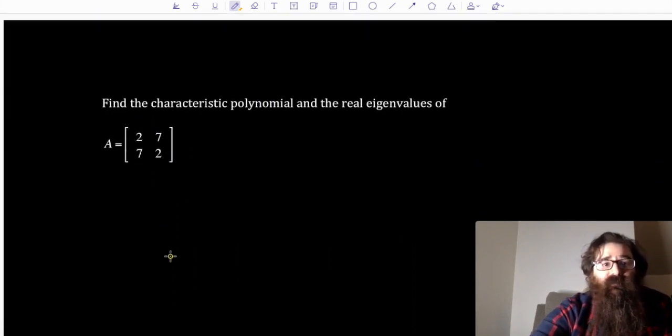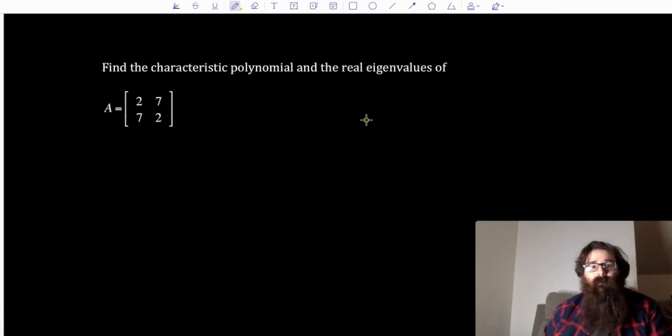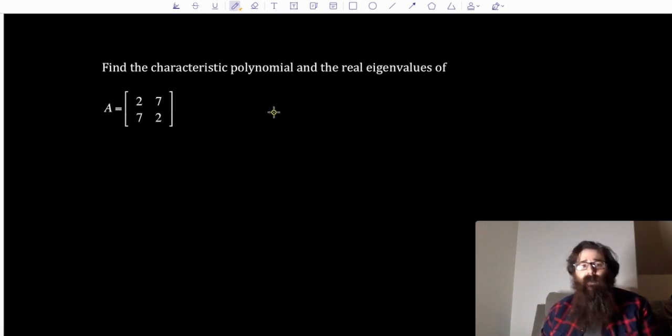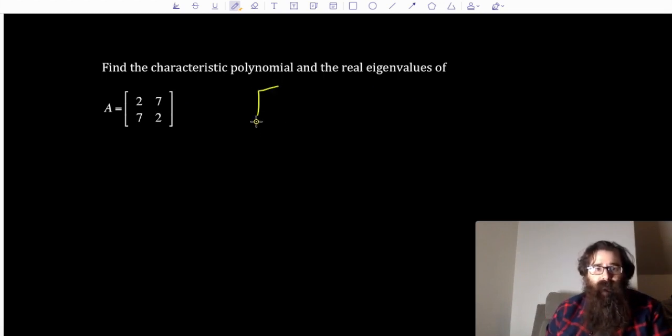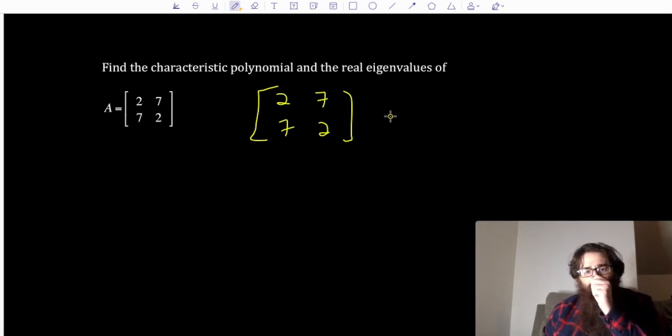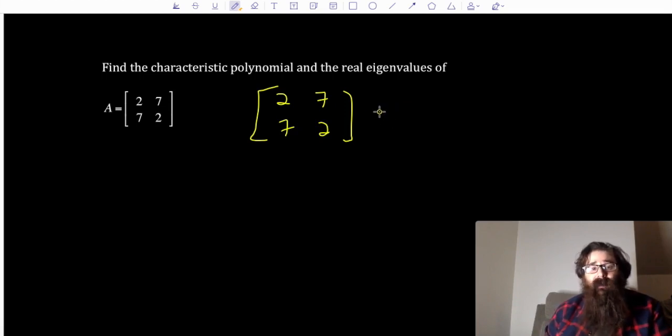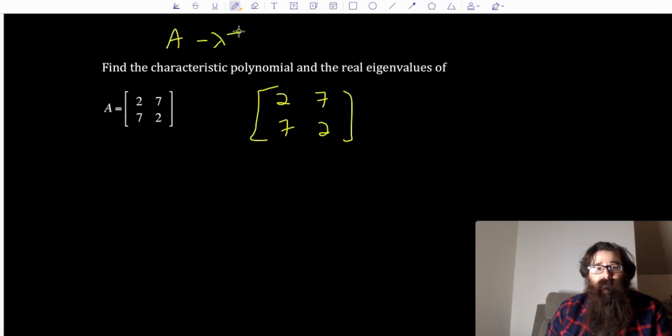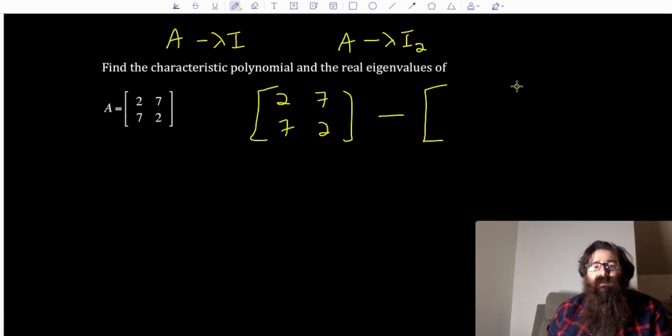Now this first exercise says find the characteristic polynomial and the real eigenvalues of this matrix. So I start off similar to how we did before. I take this matrix, 2, 7, 7, 2, and I want to subtract away, imagine that I have eigenvalues lambda, so A minus lambda I. So I want to subtract away lambda times the 2 by 2 identity.